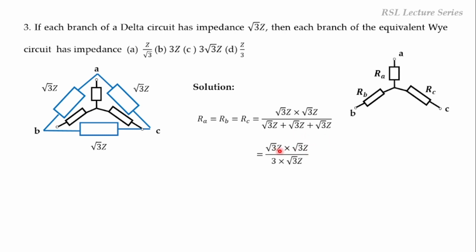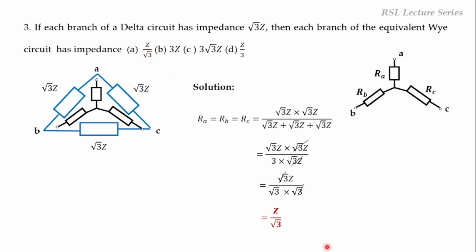Now √3Z into √3Z divided by, so this is 3 into √3Z. Now the √3Z and √3Z will get cancelled. And we can write this 3 as √3 into √3 in the denominator. In the numerator, we have √3 into Z. Again, this √3 and √3 will get cancelled. The remaining term is Z by √3. So this is the answer, option A.